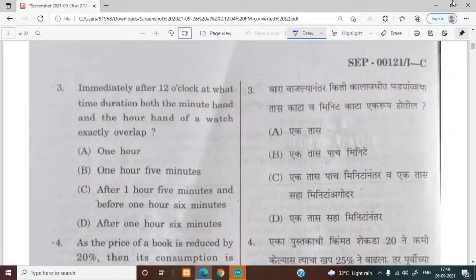So here the question is saying, at what time do the minute hand and hour hand of a watch exactly overlap? They overlap after 1 hour 5 minutes and before 1 hour 6 minutes. So C is the right answer over here. Overlap means they are on top of each other, like at 12 o'clock, students.